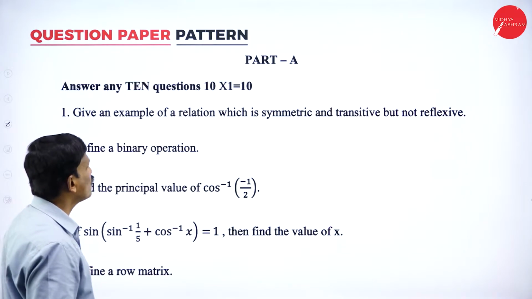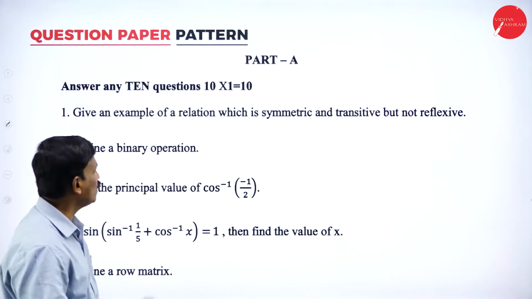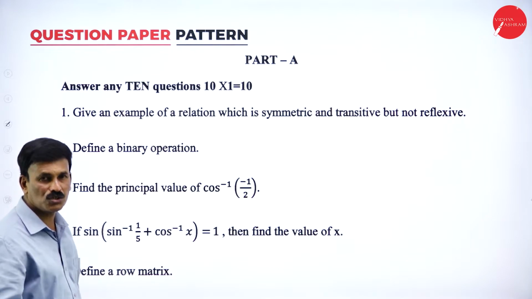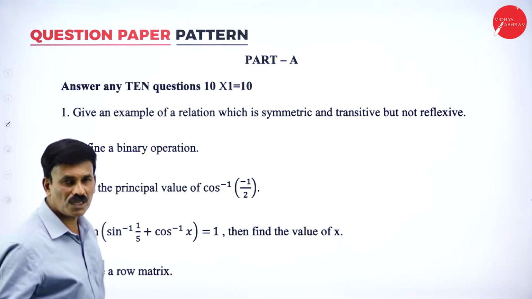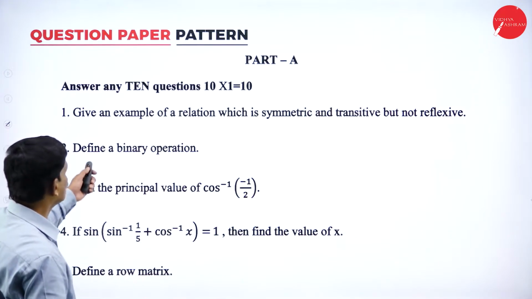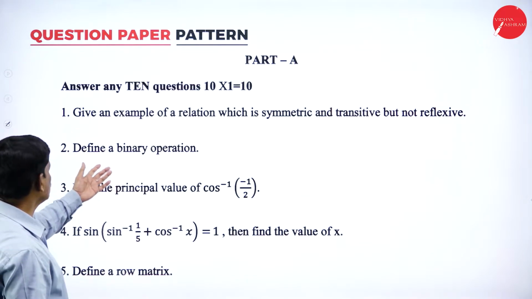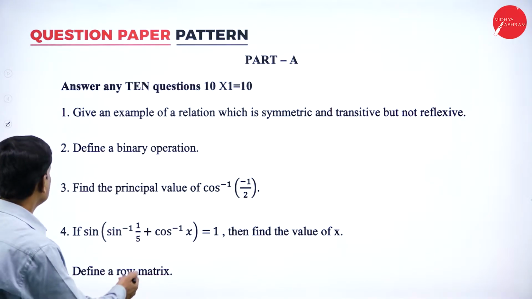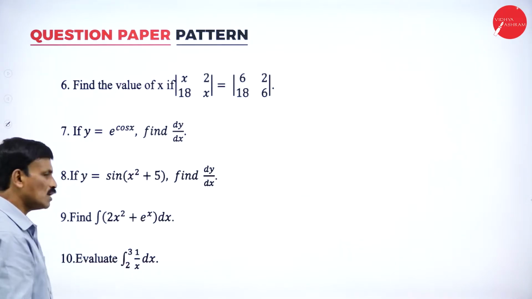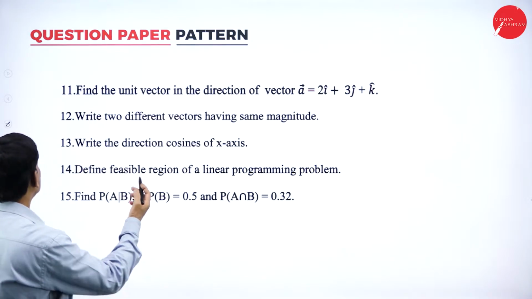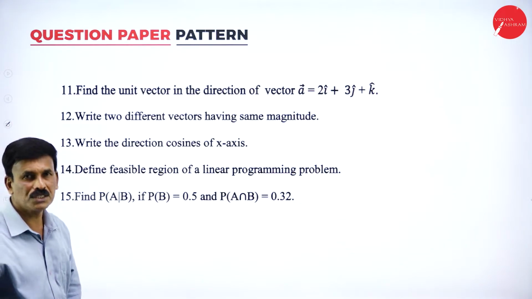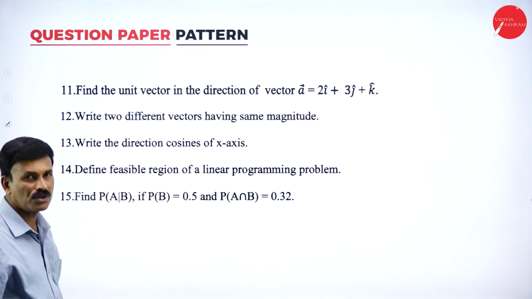Now, let us come to the first part, part A. In part A, you will have 10 questions to answer. As I told just now while explaining the blueprint, the question paper will be according to the blueprint only. So, here the questions are based on relations and functions, inverse trigonometric functions, matrices, determinants, differentiation, integrations, application of integrations, vector algebra, 3D, linear programming, and probability. These are the problems for part A.